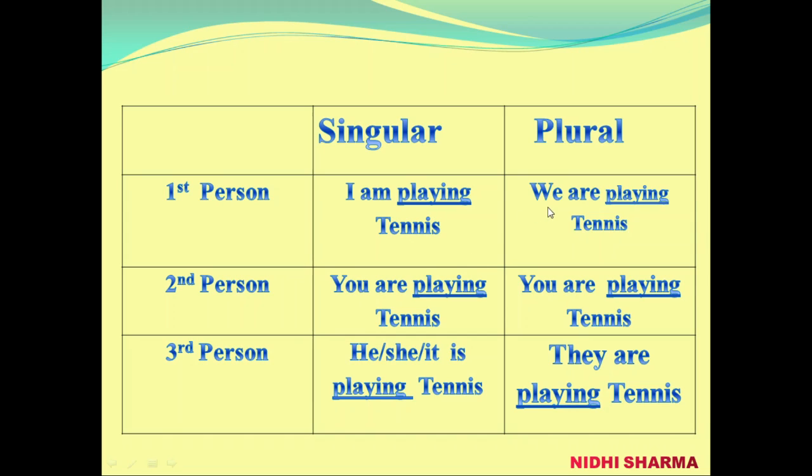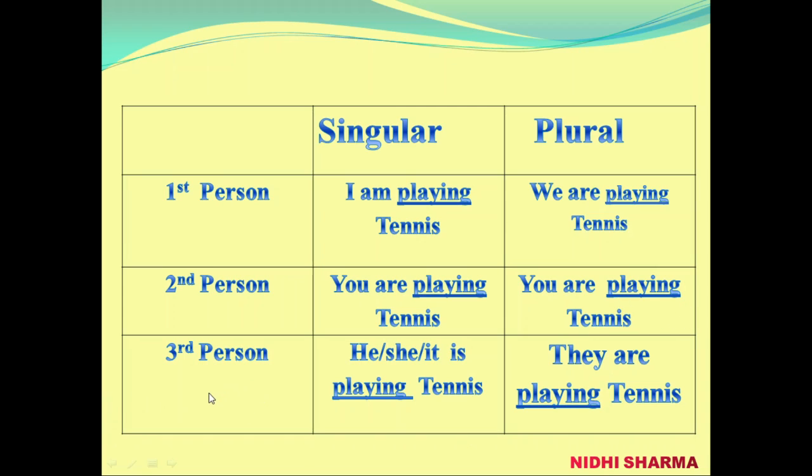If the person is plural, then we have to use are as a helping verb and the ing form of the verb. So we get a sentence like we are playing tennis. Now second person singular, you. With second person singular you, we have to use are as a helping verb and the ing form of the verb, that is play becomes playing in the present continuous tense. So again this is plural, so we use are here and the ing form of the verb. So we get a sentence as you are playing tennis.